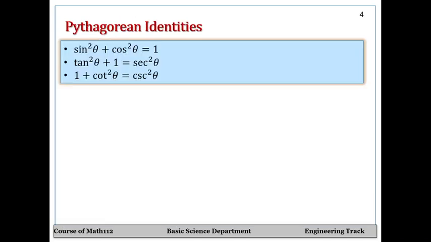After this notation, we can start with Pythagorean identities. These identities basically follow from the right triangle. Let's see the first one here. Let the sides be A, B, C, and we know by the Pythagorean theorem, C squared is equal to A squared plus B squared.